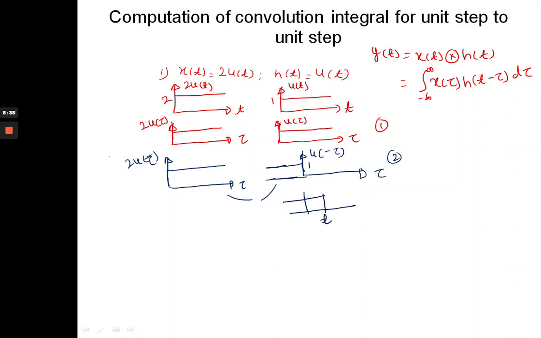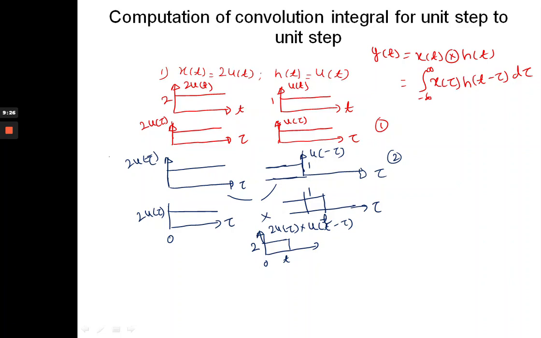Now this is the t, tau, this is 2 u tau. Now if we take the product of these two signals, then we are getting this product like this. This will start from 0, means this signal will start from 0 to t. This is the product of 2 u tau and u of t minus tau, and the magnitude is here 2 and here 1, means this magnitude becomes 2.